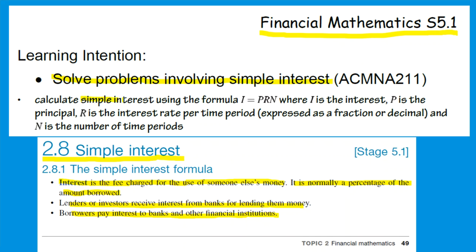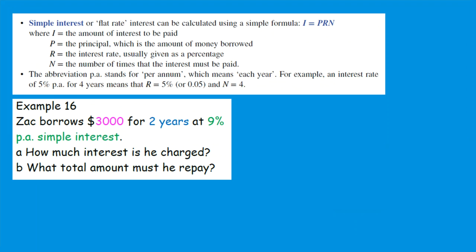Simple interest uses this formula, I equals PRN, which is basically just finding a percentage of the amount borrowed times the number of years or months that it takes to pay back. Simple interest, the rule. Sometimes you'll see it called a flat rate.